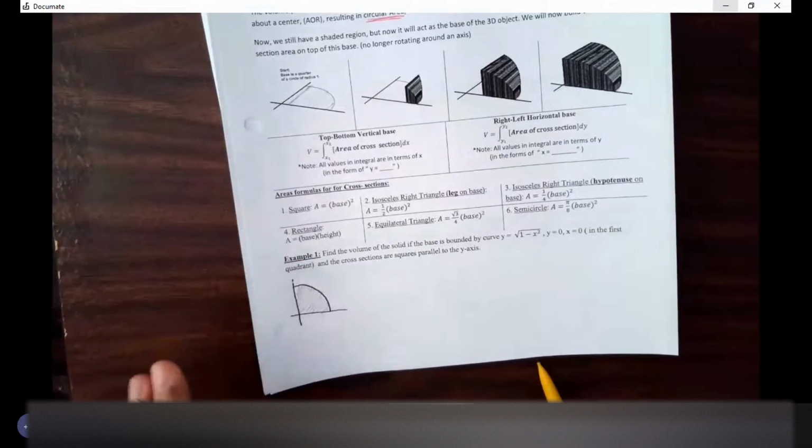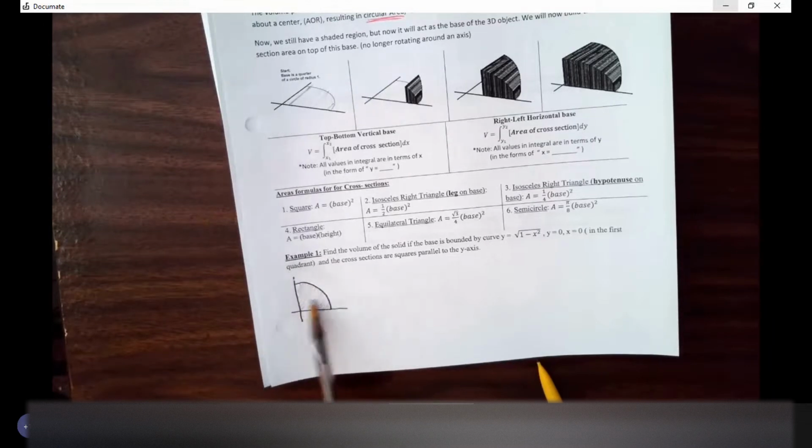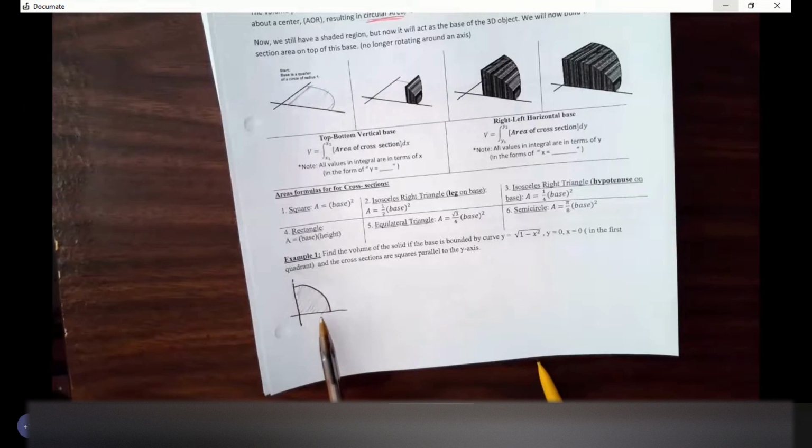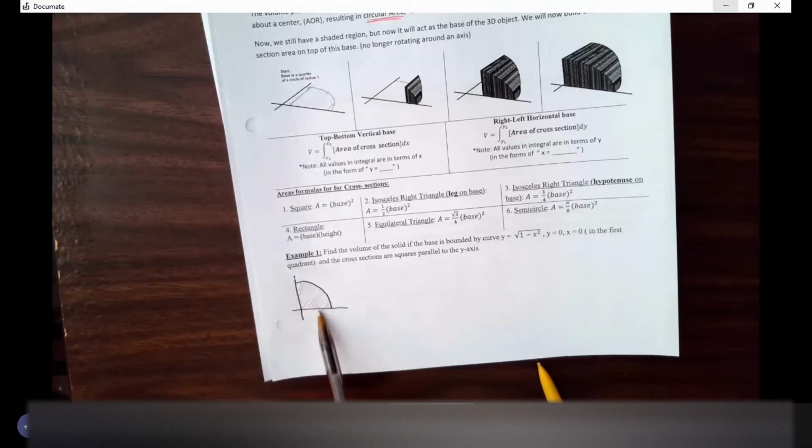Okay, so now that we have our shaded region, we have to figure out which orientation we want our length to be. Do we want it to be vertical or horizontal? When we do cross sections, we're still going to be doing top minus bottom or right minus left, but then we just have a different perspective. It's going to represent something else.